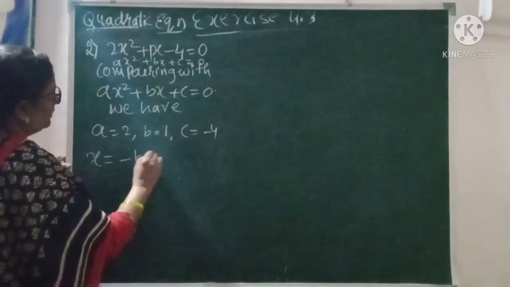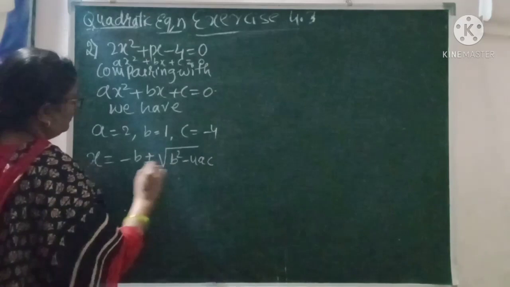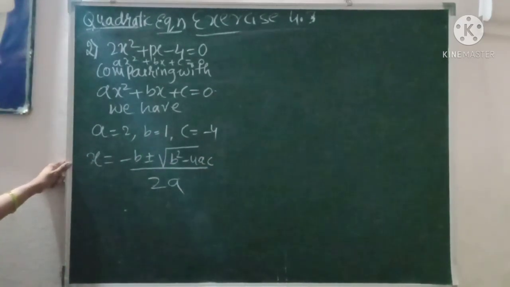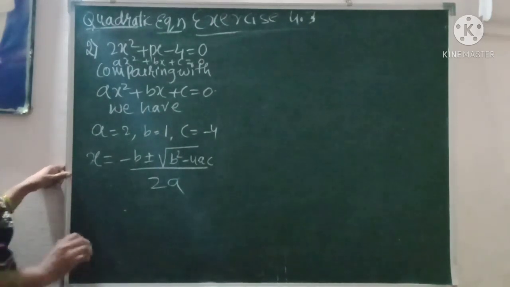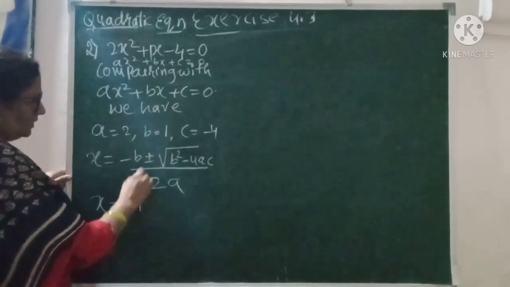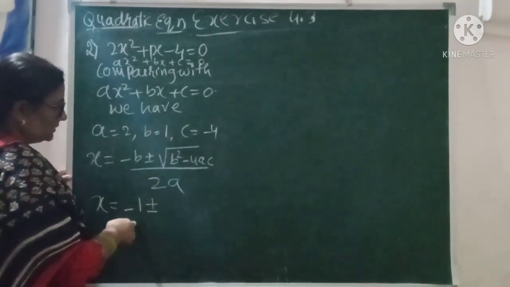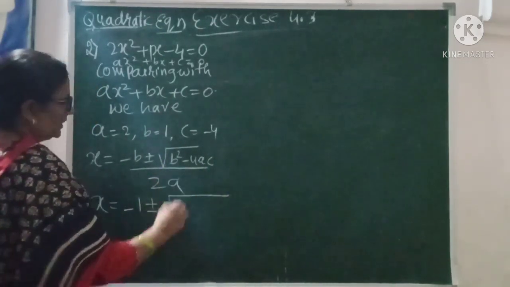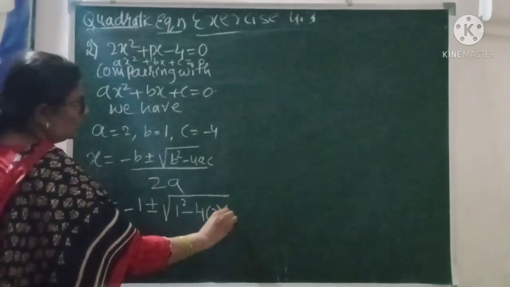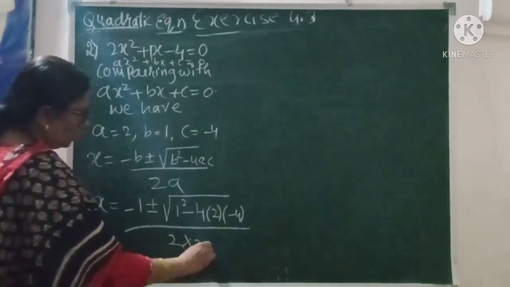The formula is x equal to minus b plus or minus root of b square minus 4ac, divided by 2a. 4ac means 4 into a into c. Now x is equal to, put the values, very simple, minus 1 plus or minus, this minus 1 means because of minus it is plus 1, it becomes the same thing. Square root of b square means 1 square minus 4, a is 2, c is minus 4, divided by 2 into 2.